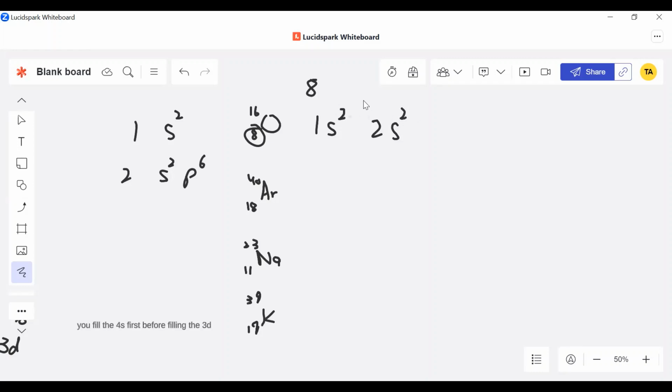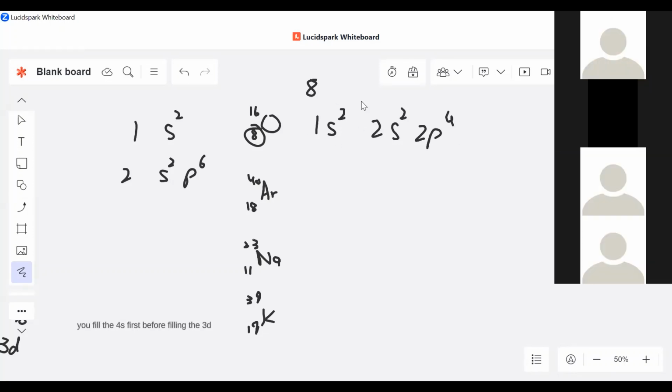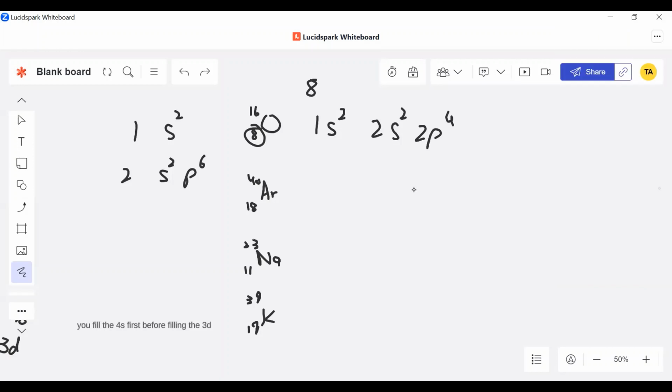So I'm done with 4 electrons. I'm left with 4 more electrons. So I write 2p. And then how many electrons do I need here? Can someone tell me in the chat? Yeah, 4 electrons. So I write 2p4. So 1s2, 2s2, 2p4. And this total will give me the number of electrons in the atom. And this is what we call electronic configuration.